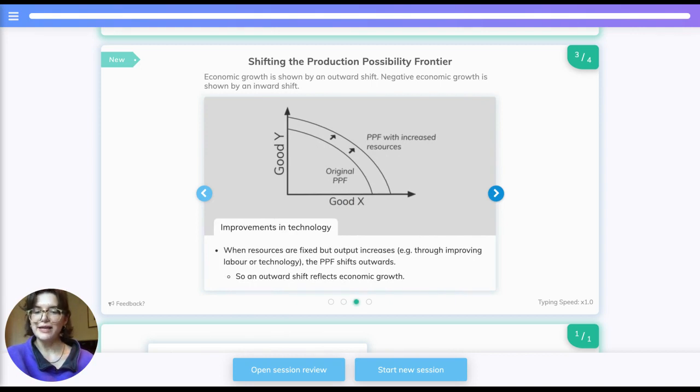When resources are fixed but output increases, we know that the PPF curve will shift outwards, and this is enabled through improving labour or technology. Thus, an outward shift in the PPF curve reflects economic growth.